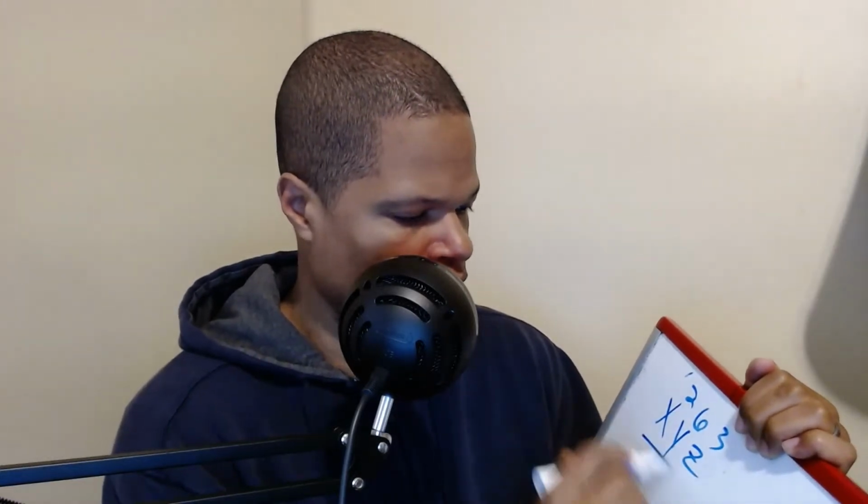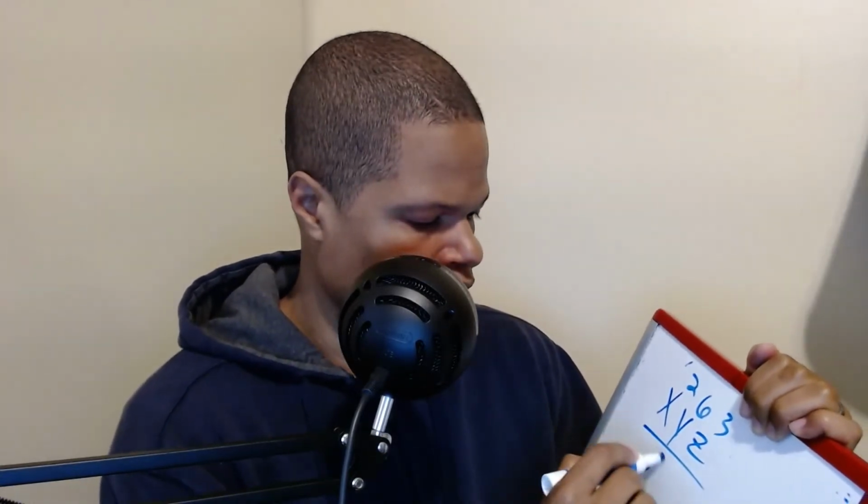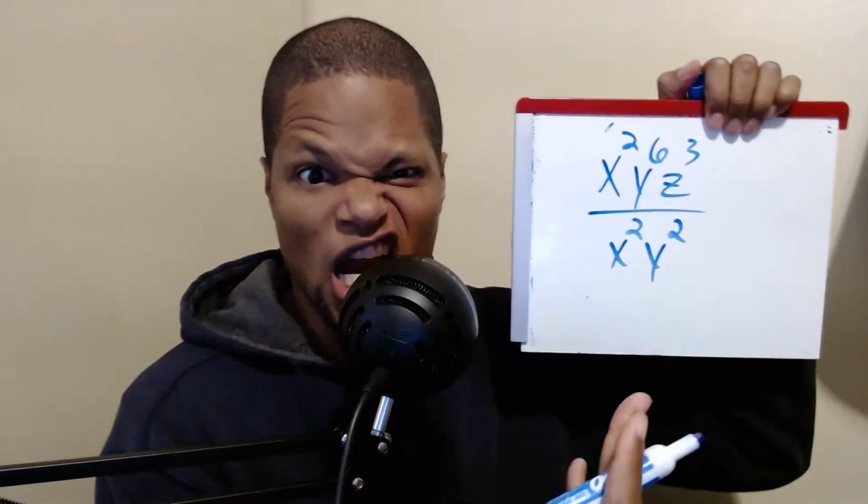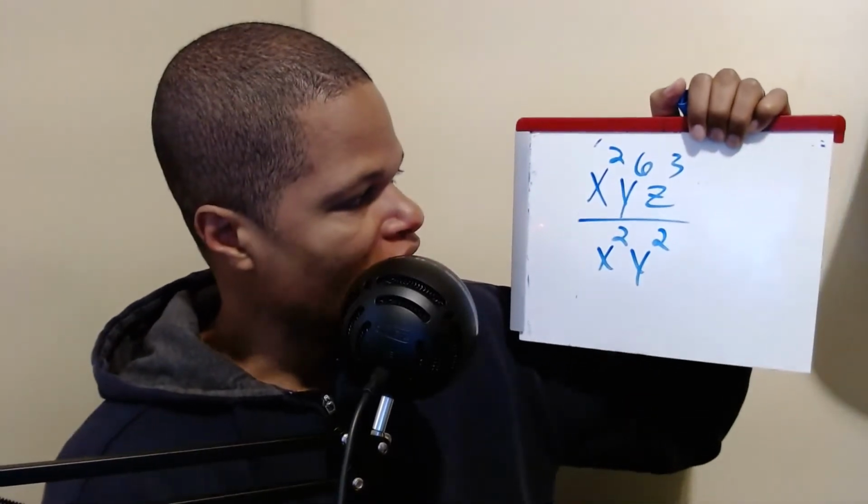X squared times y to the power of 6 times z to the power of 3, all over x squared times y squared. I have to look at that to make sure I got it right before I put it up. Can you see that? All right. So check this out.